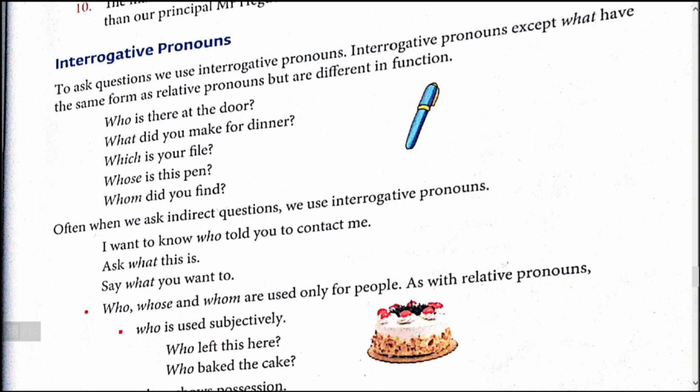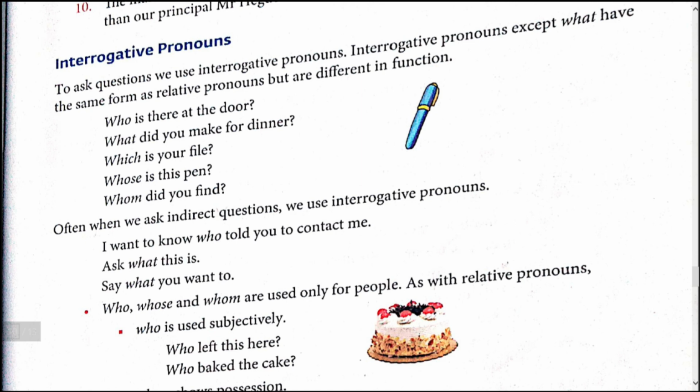Often when we ask indirect questions, we use interrogative pronouns. For example, I want to know who told you to contact me. Here, you're asking an indirect question. Next one, ask what this is. Again a question is there, but it is an indirect question. Next one, say what you want to. Here you're asking someone to tell, but again you are using an indirect question.